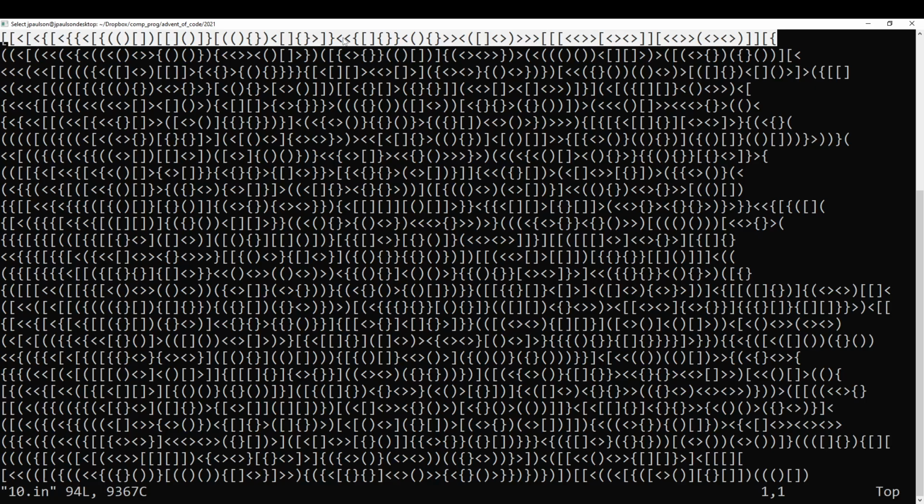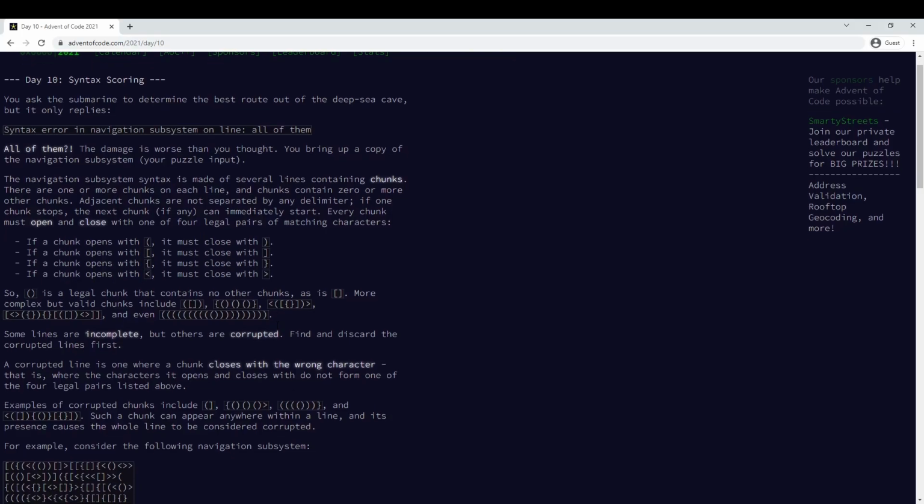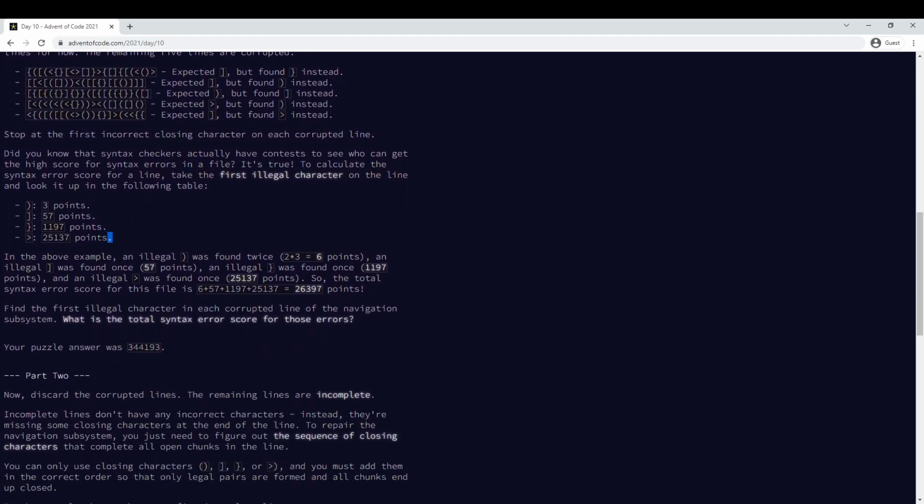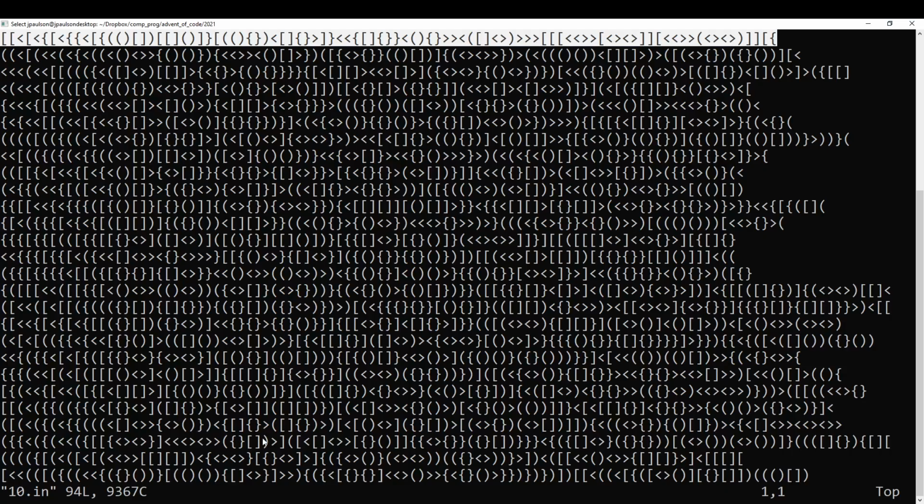Basically, if you ever have a closing bracket with nothing matching it, then it's bad. For example, this one has a closing parenthesis trying to match an opening angle bracket, so that's bad. In part 1, you're supposed to identify the bad ones and add up points according to which character was bad. Let's take a look at that.